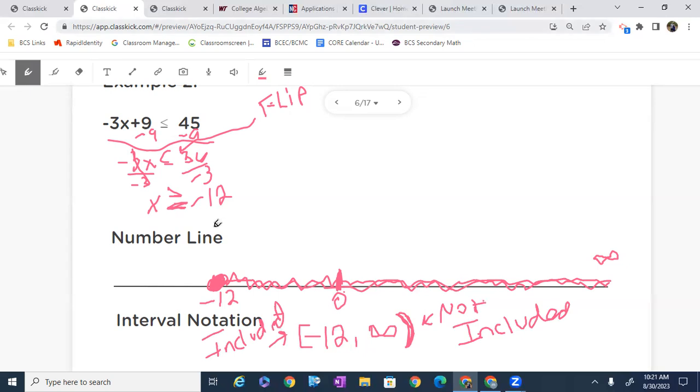All right, y'all, I hope that helps with solving inequalities, graphing that as a number line, and then also rewriting that solution set in interval notation.